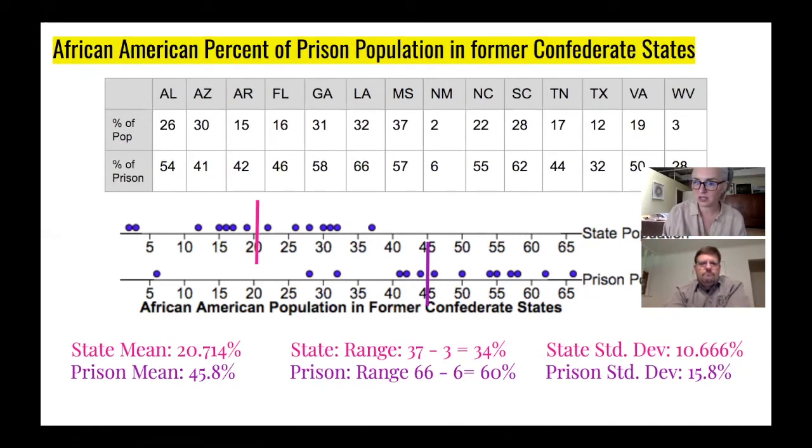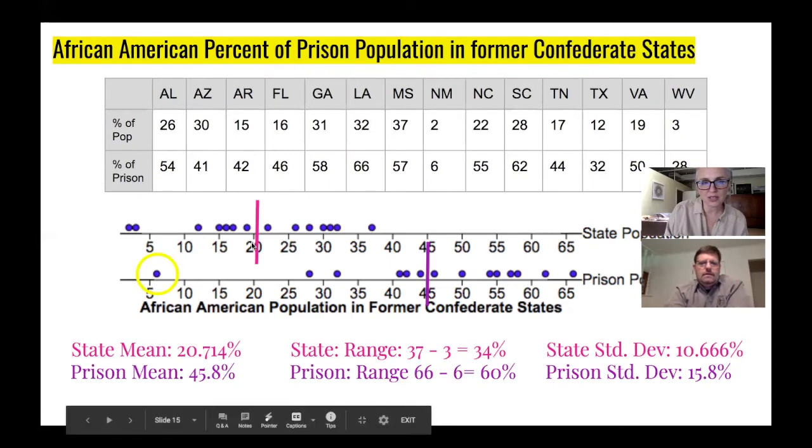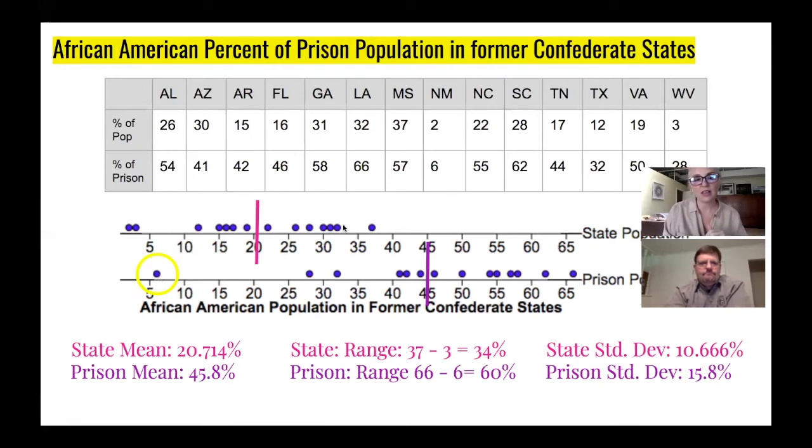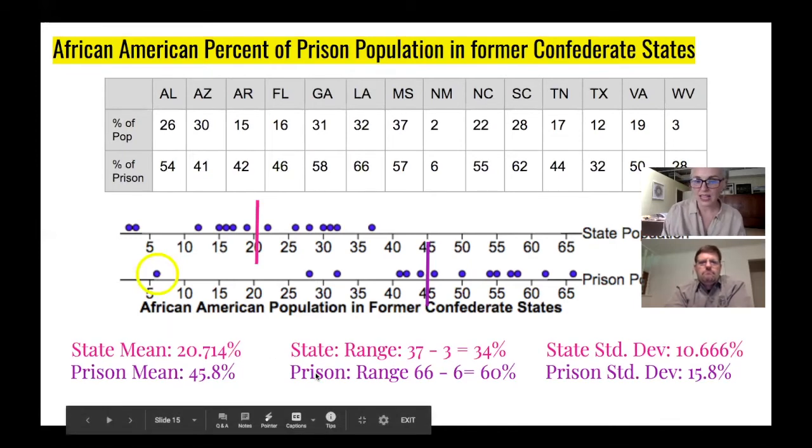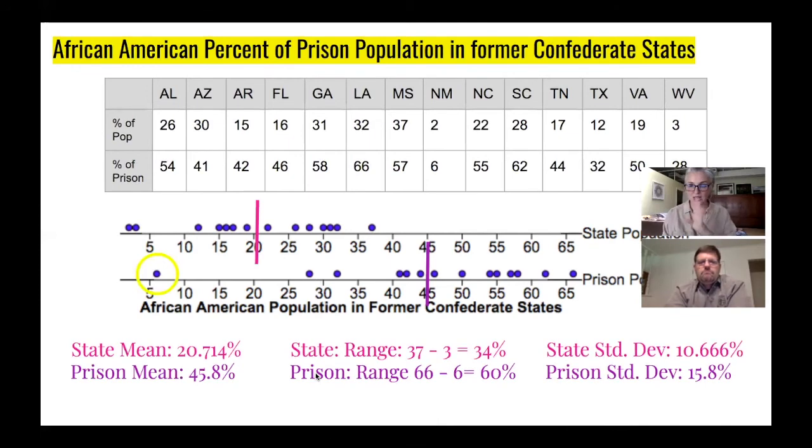Okay. So what's creating a prison range that's so much larger than the state range? What do you think? Well, look at New Mexico. New Mexico was 2 and only jumps to 6, whereas when you're looking at all the other states, they have a much larger jump in percent population. New Mexico doesn't really change very much though. And so it's keeping that range and that standard deviation larger.